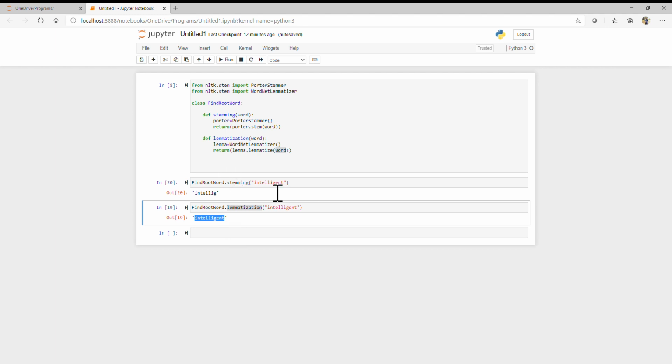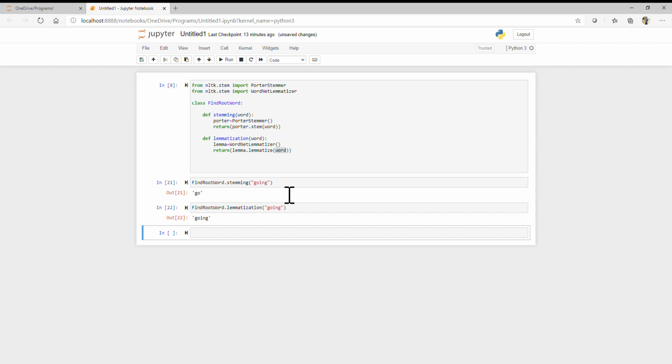The next thing, let's try with another word called going, and the same word for lemmatization. Now, if I run the stem method, then it will give go. And if I call the lemmatization, then it will give us going. So for this particular word, it will give the meaning for going.